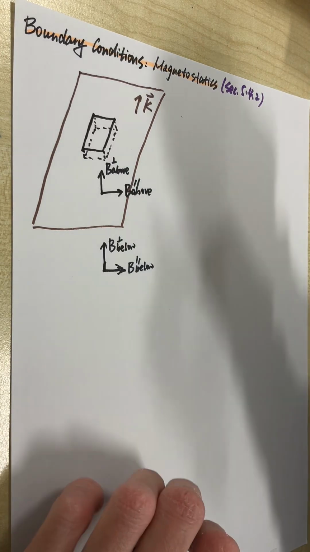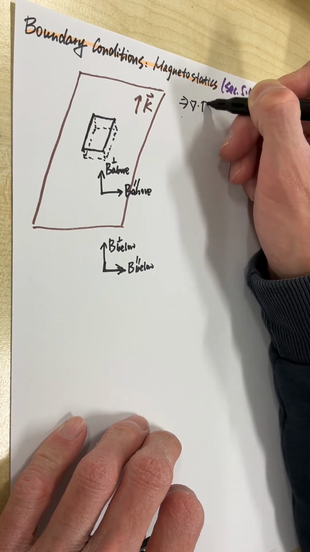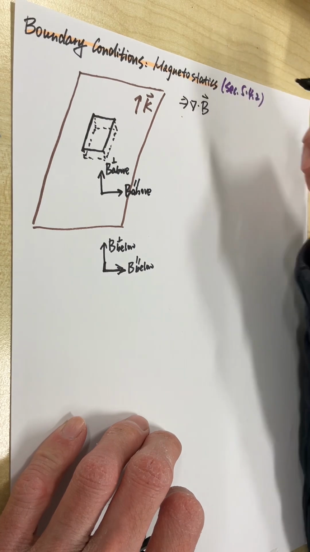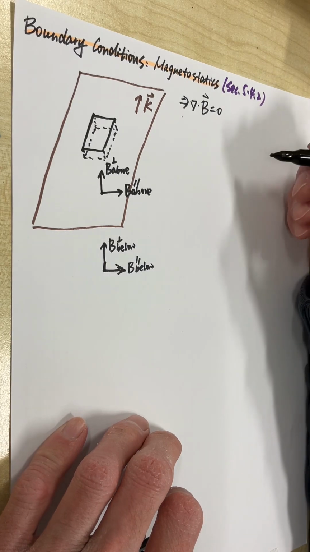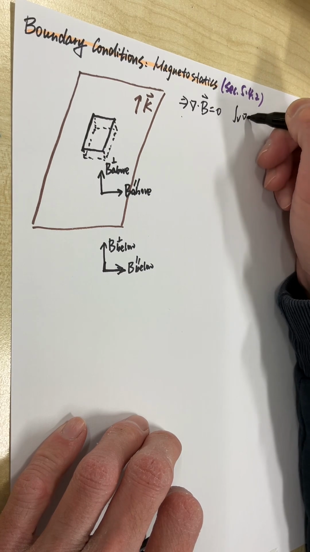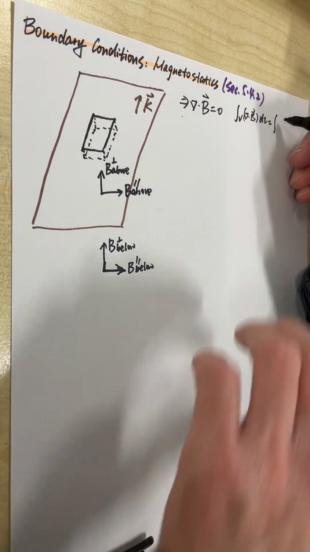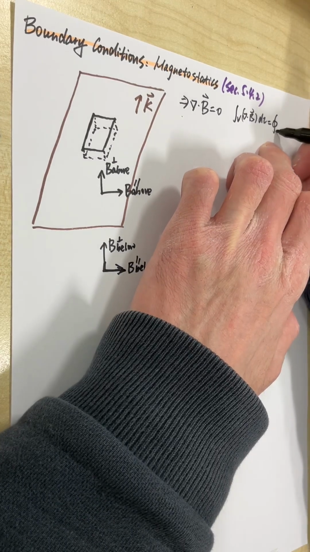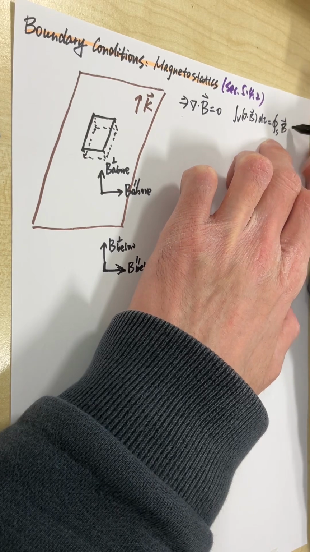Now the first property we always have is divergence of B. Whether anything is moving or not, we have divergence of B always equal to 0. There is no magnetic charge. So the integral form is the volume integral of divergence of B d tau. This equals the closed surface integral of B dot dA, and this equals 0.